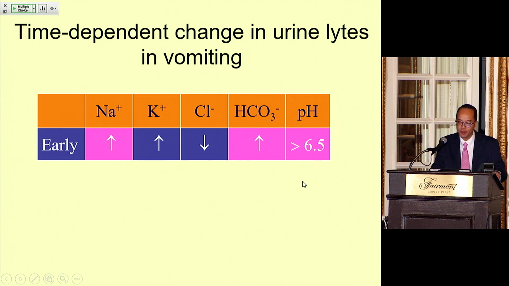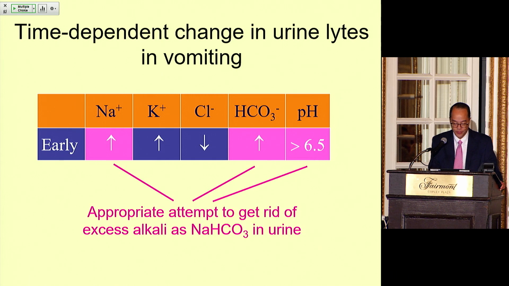This shows what happens to your urine lytes after vomiting as an example. So this is not something you need to remember, but I think it's quite instructive. Early on, when a patient starts vomiting, the kidney tries to get rid of bicarb to correct the pH. So the urine sodium would be high, the urine bicarb would be high, and the pH of the urine would be alkaline. Seems appropriate. It's an attempt to get rid of excess alkali.